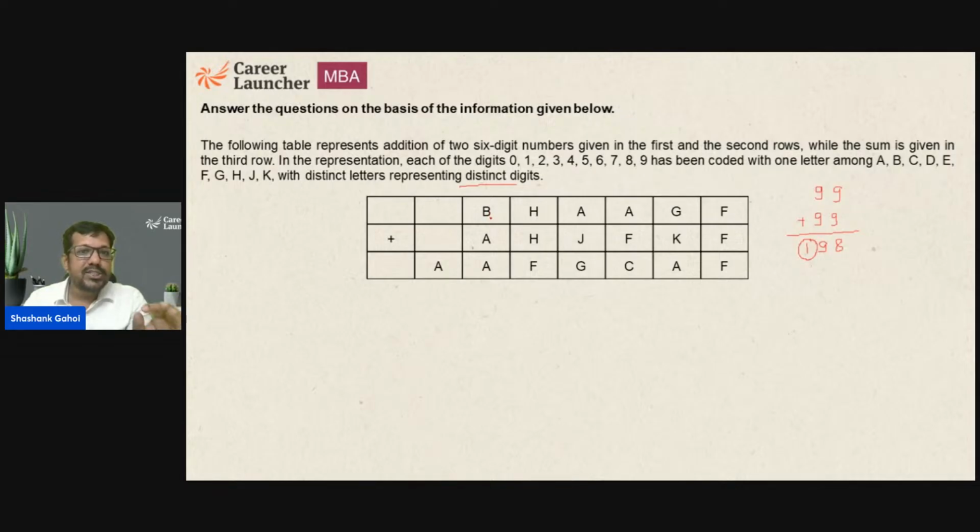If I am adding two 6-digit numbers, I am going to get a 7-digit number. For example, if I add 9,99,999 and 9,99,999, my sum is still going to be less than 20 lakhs. So A cannot take any value apart from 1. So A is 1. That's it. I hope everyone is clear till this point on how I calculated the value of A as 1.